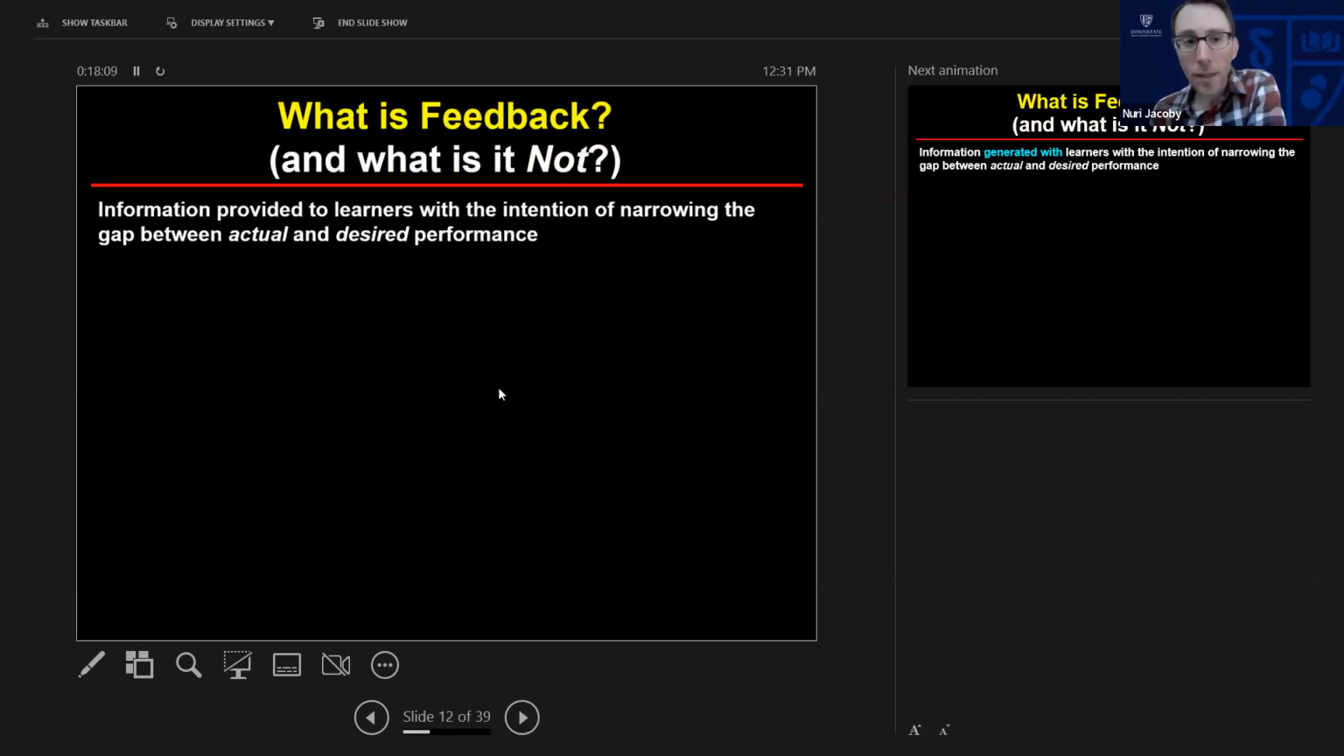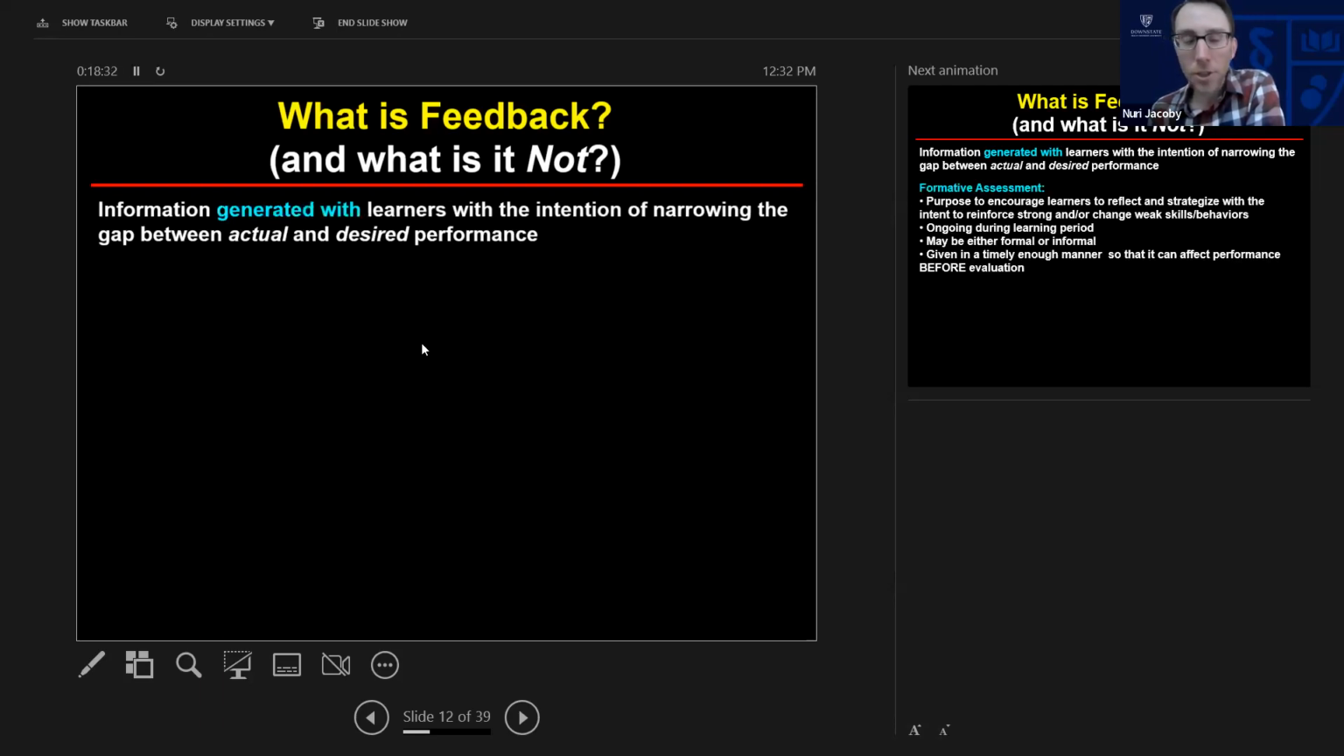So what is feedback and what is it not? We have a definition here: information provided to learners with the intention of narrowing the gap between actual and desired performance. I would actually change this definition slightly. This used to be the old definition of feedback, right? The teacher is providing the learner with feedback. The way I would change it is that it should really be generated with the learner. So the way we think about feedback now is that it's really a conversation, hence the reflective feedback conversation.